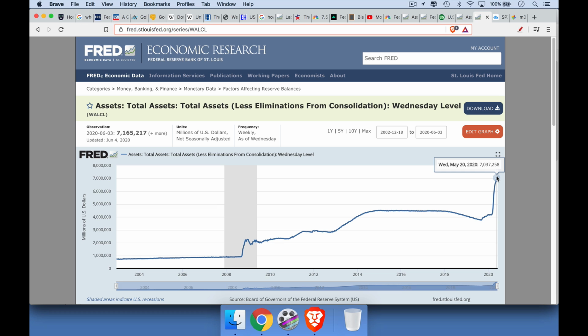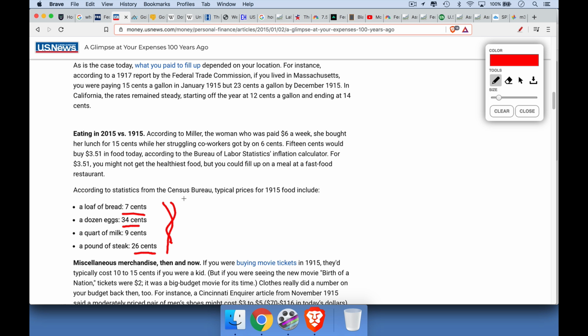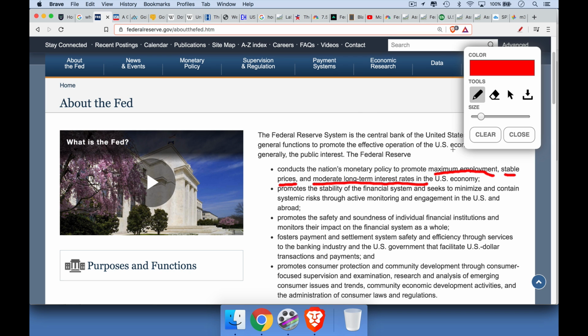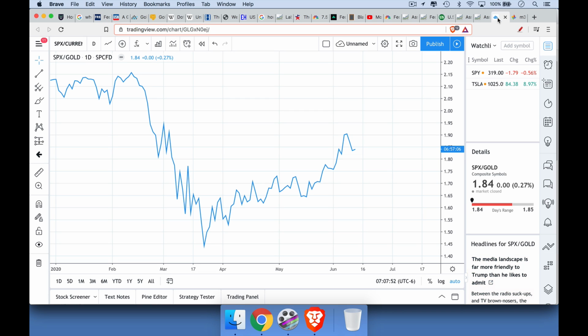And the only way they buy assets to put on their balance sheet is they print new money, which destroys the purchasing power of the US dollar. This is one reason that bread no longer costs 7 cents and you can no longer get a pound of steak for 26 cents. They've completely failed in their mandate of stable prices, maximum employment. Interest rates are going close to zero, which disincentivizes savers. It's a complete disaster. And even the stock market rally so far this year, if you measure it in terms of gold, the stock market is actually down on the year.